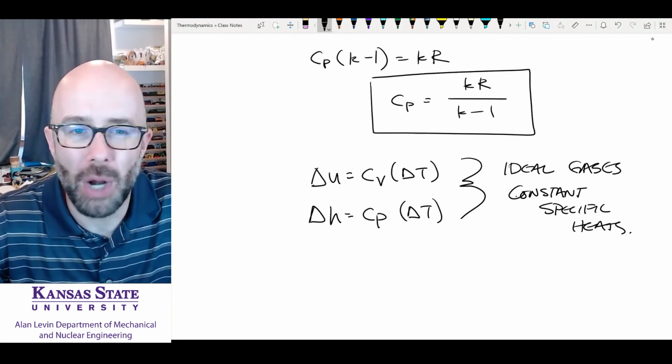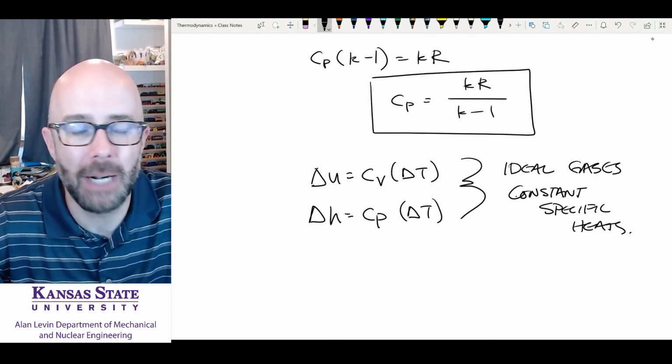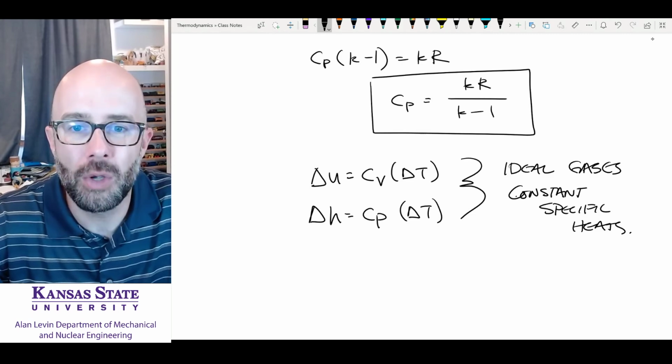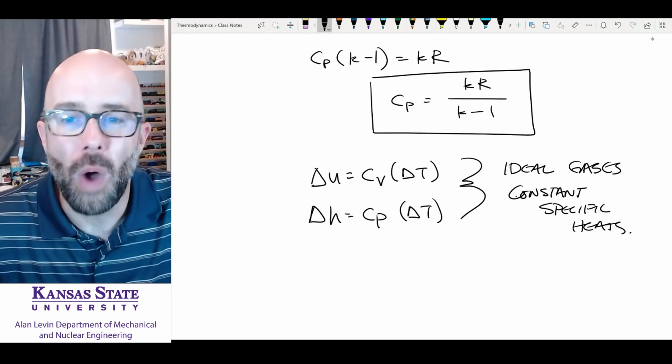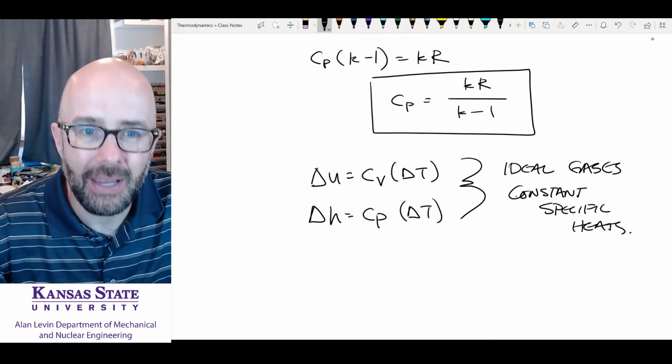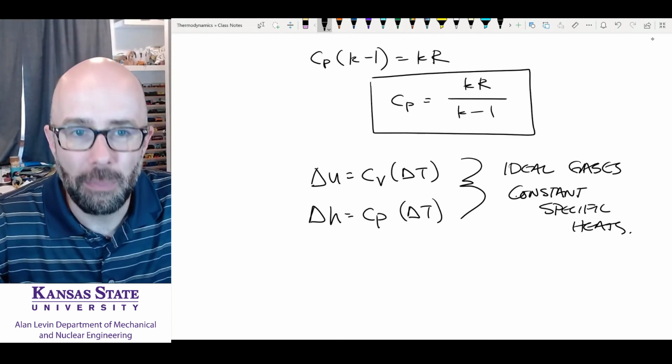No matter if the pressure is constant or the volume is constant or the volume is variable or the pressure is variable, I don't care. You can use this equation anytime. Okay? Now sometimes students forget, what do I use? Do I use C sub v for delta U or C sub p?